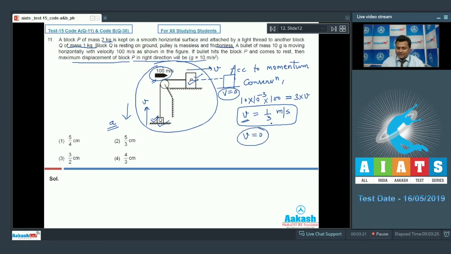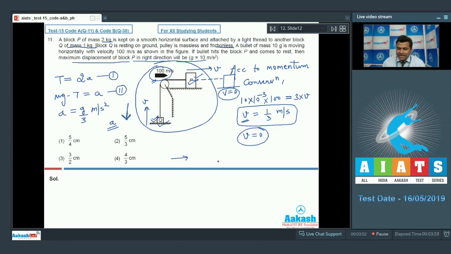Let us calculate the acceleration of the system. For acceleration, we can have T equals 2a, equation number 1 for block P. For block Q, we have mg minus T equals a. Solving equation 1 and 2, we will get the value of acceleration, that is g by 3 meter per second square. This acceleration acts downward, and thus we can say retardation for Q.